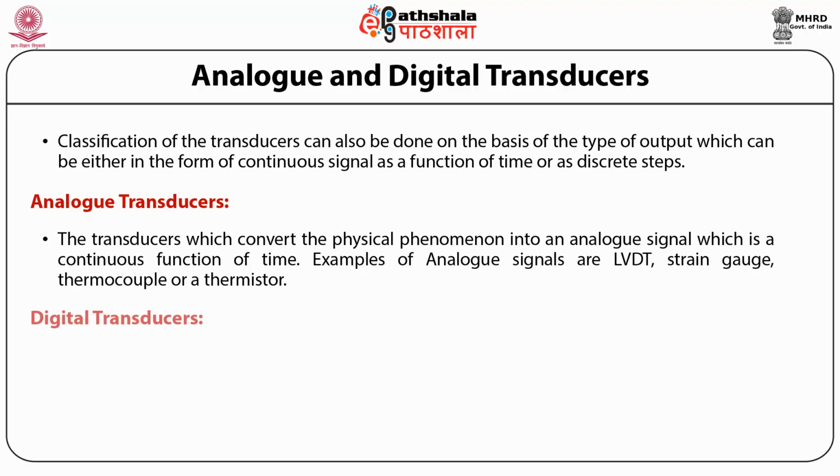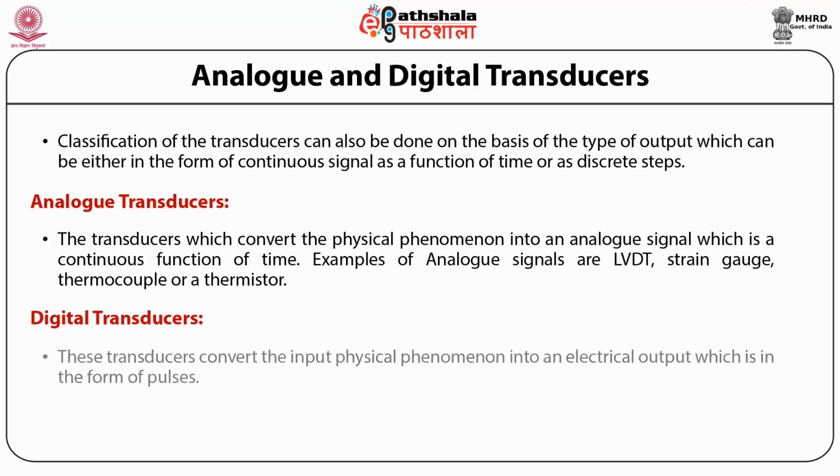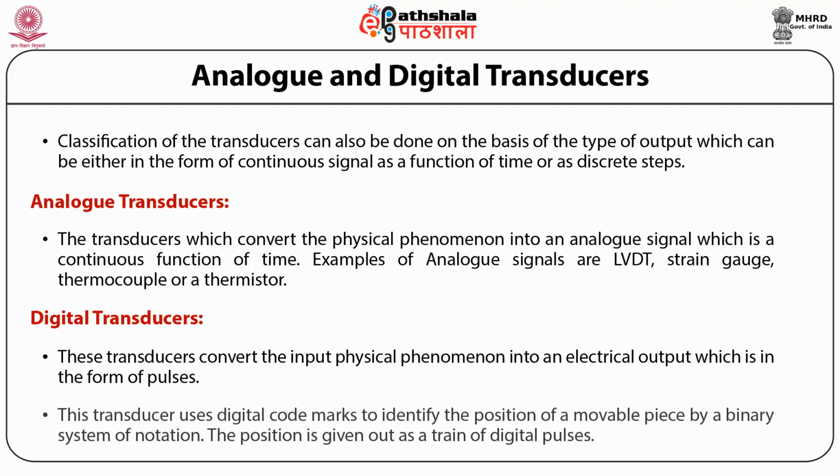Next is the digital transducers. These transducers convert the input physical phenomenon into an electrical output, which is in the form of pulses. This transducer uses digital code marks to identify the position of a movable piece by a binary system of notation. The position is given out as a train of digital pulses.